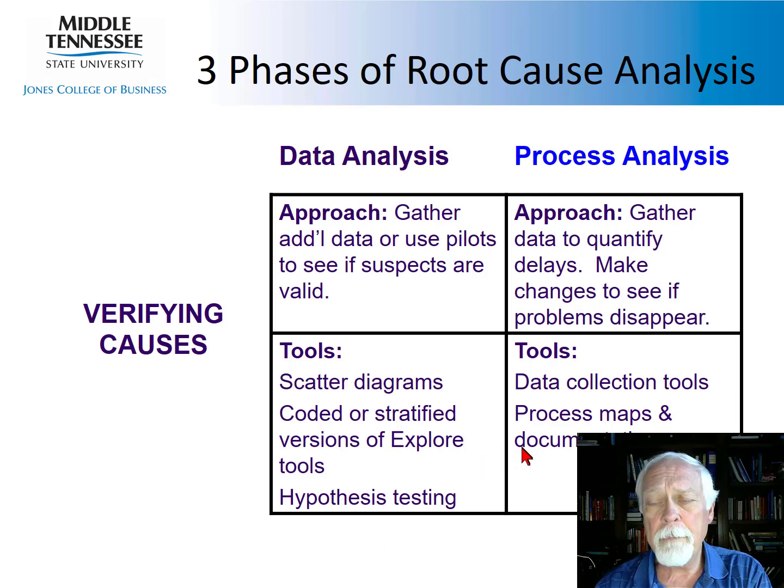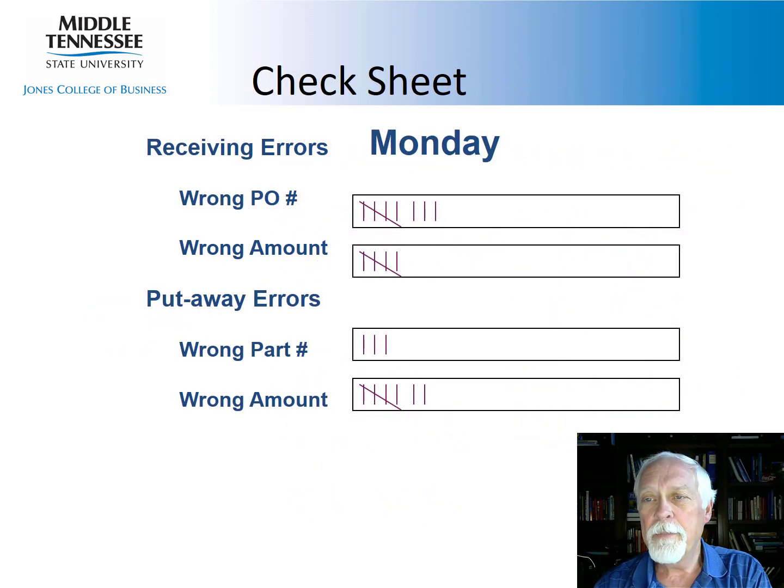On the process side, we have data collection tools, and then back to process maps again. One of the most common data collection tools is a check sheet. So here you see an example, and you have categories that are like the usual suspects, and you just make it easy for people to collect data. And in this case, I just make tally marks there.